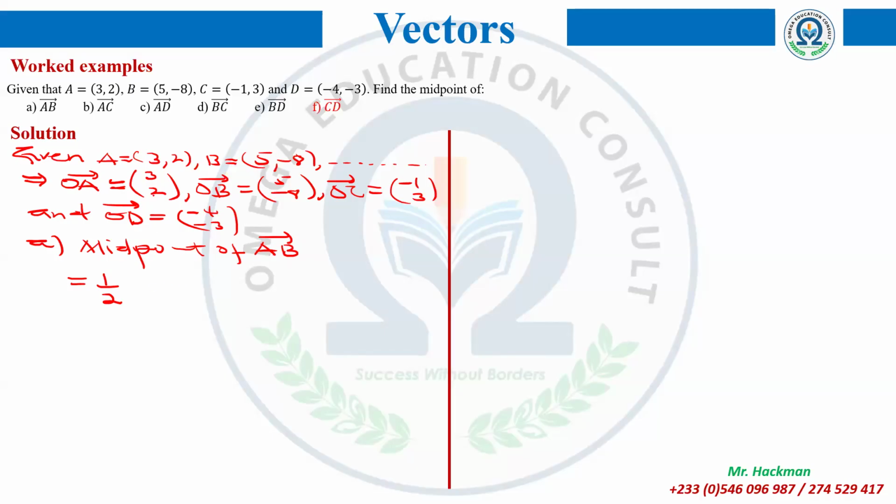Because I am using not the special notation but this one, that's what I'm going to quote here. So that will give me half of vector OA plus vector OB. Is that clear, my professors?